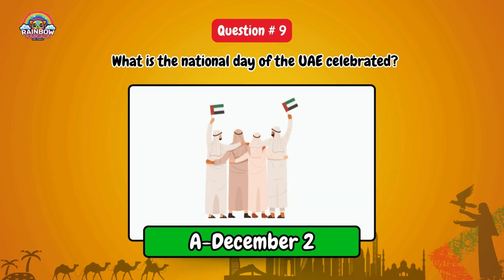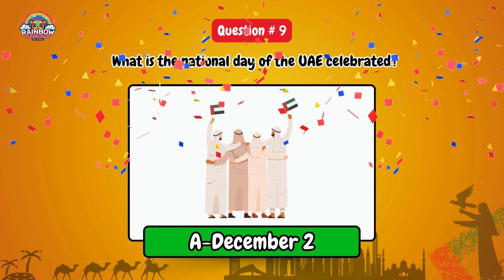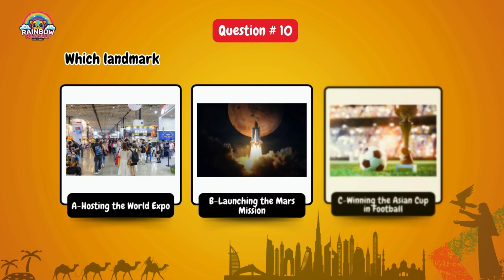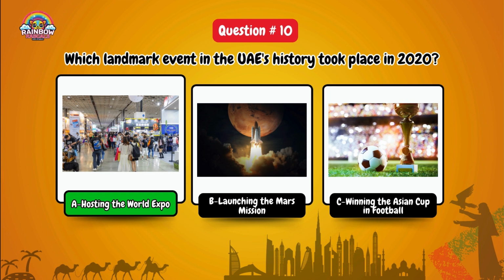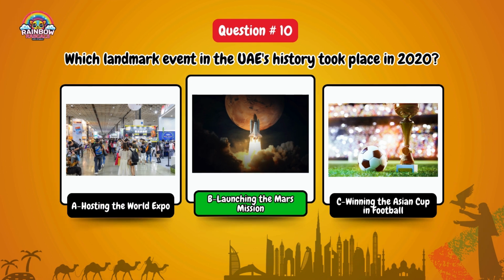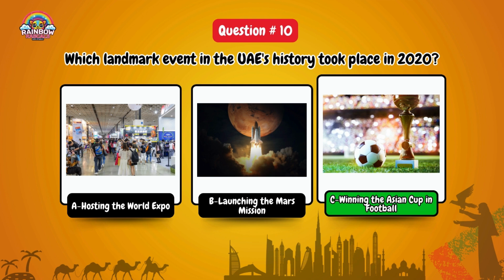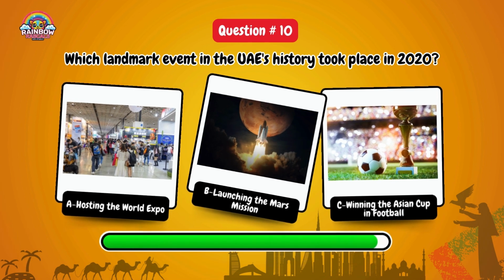The correct answer is, the National Day of the UAE is celebrated on December 2nd. Yay! Which landmark event in the UAE's history took place in 2020? Options: A. Hosting the World Expo. B. Launching the Mars mission. C. Winning the Asian Cup in football.